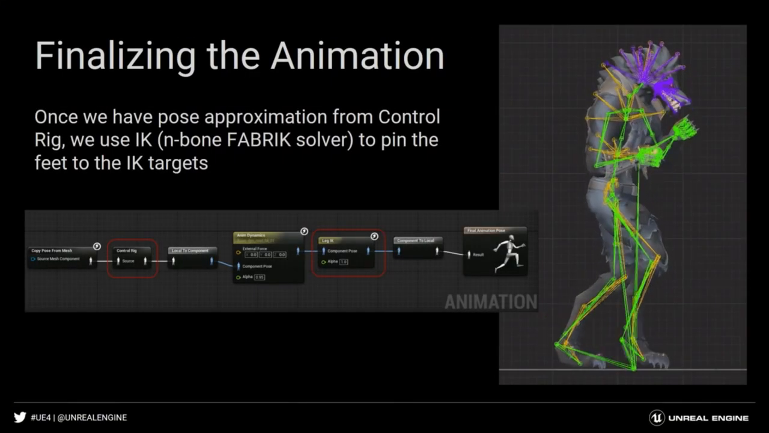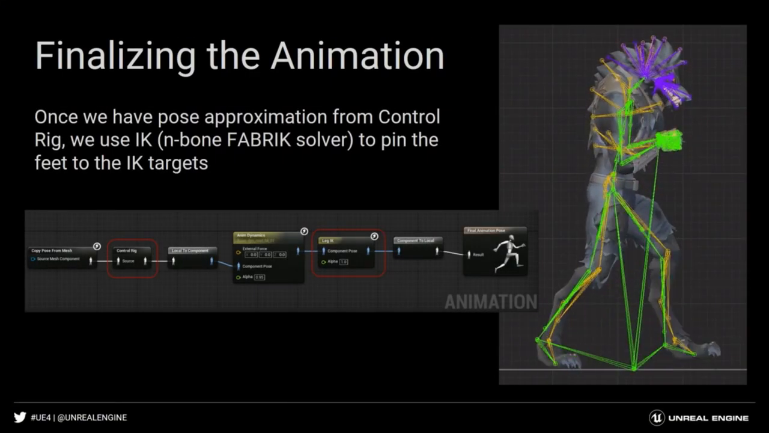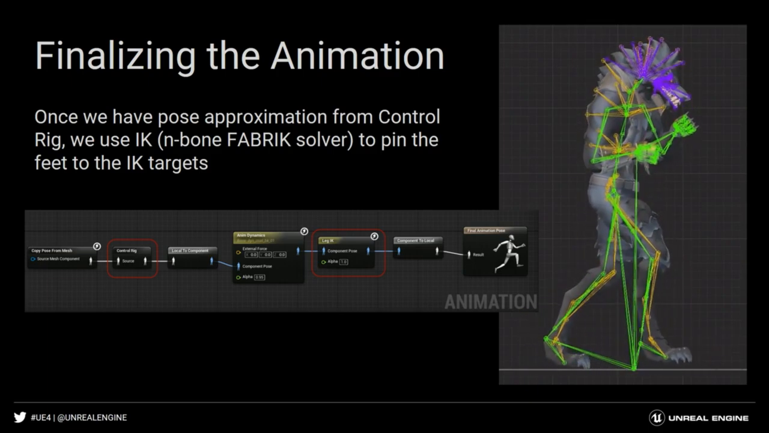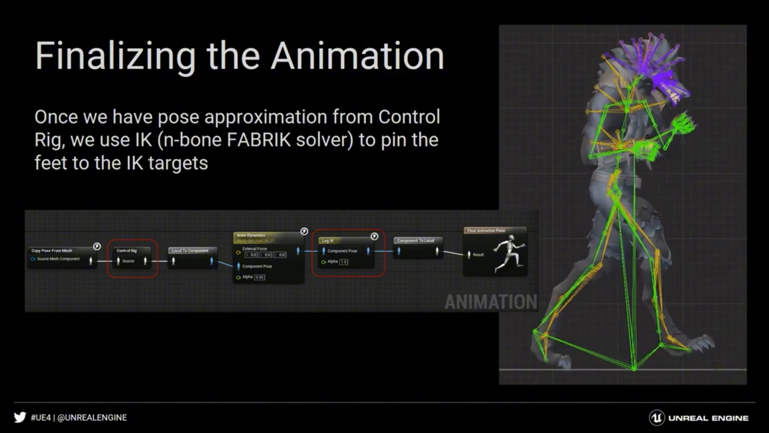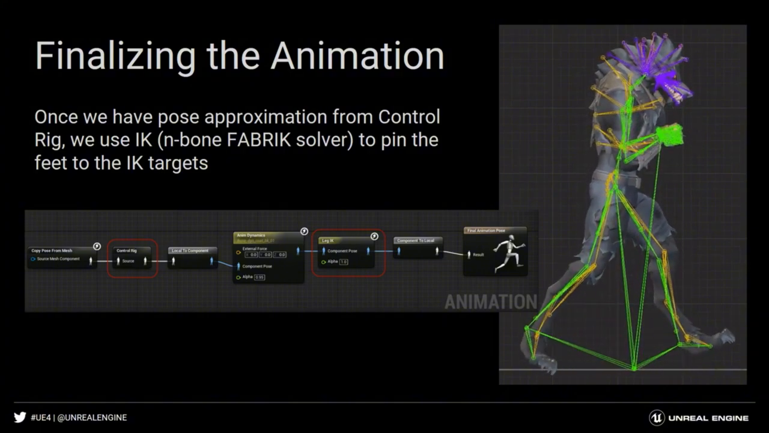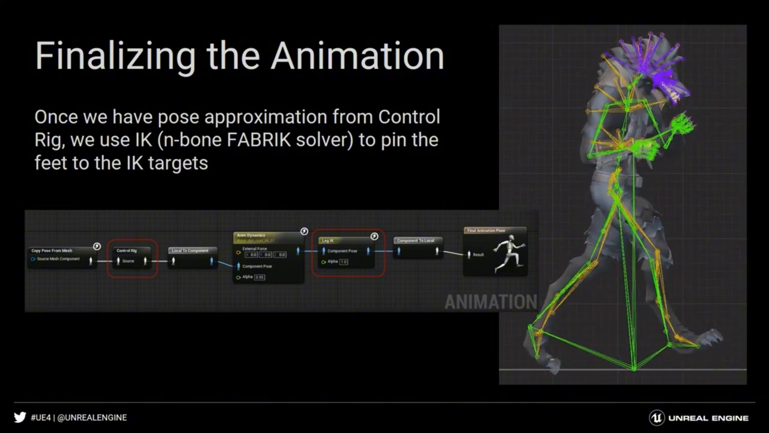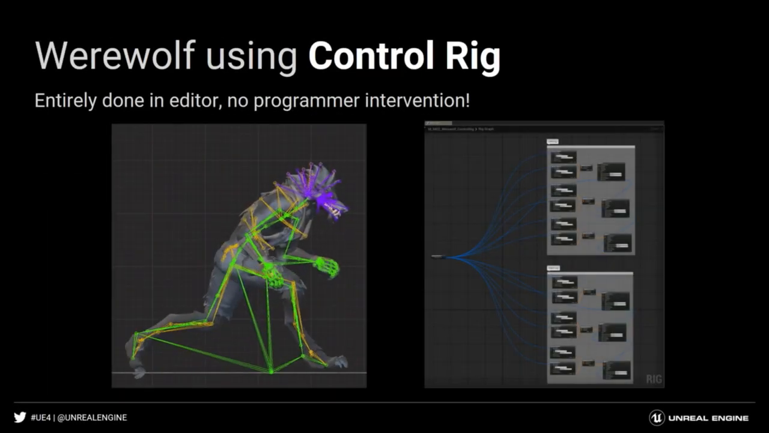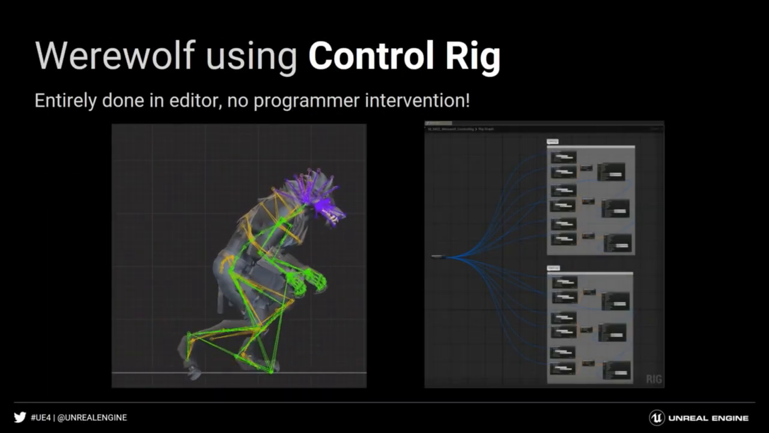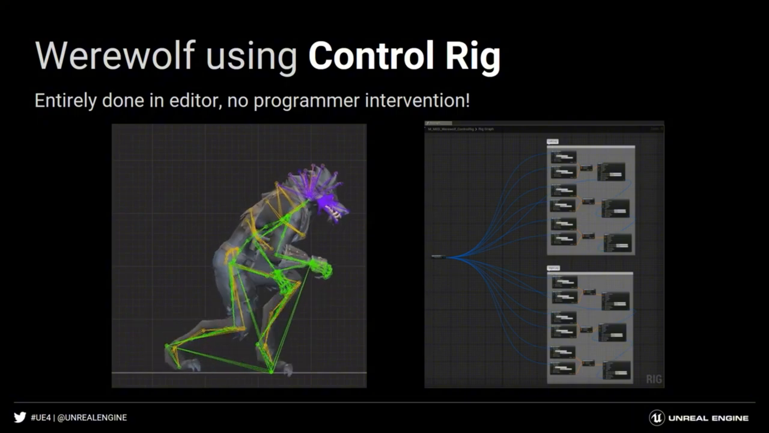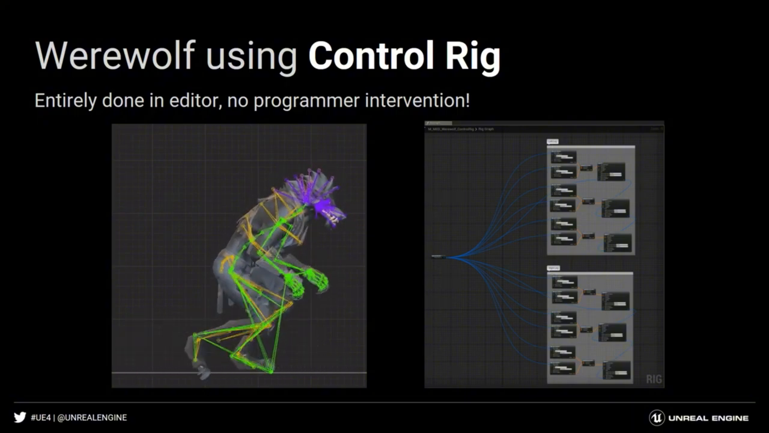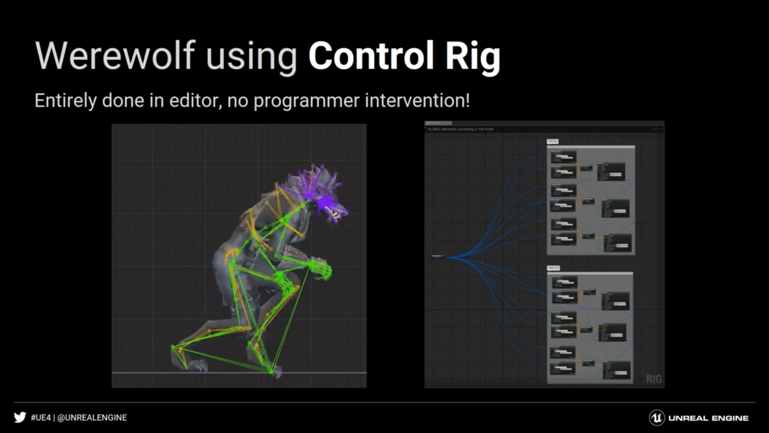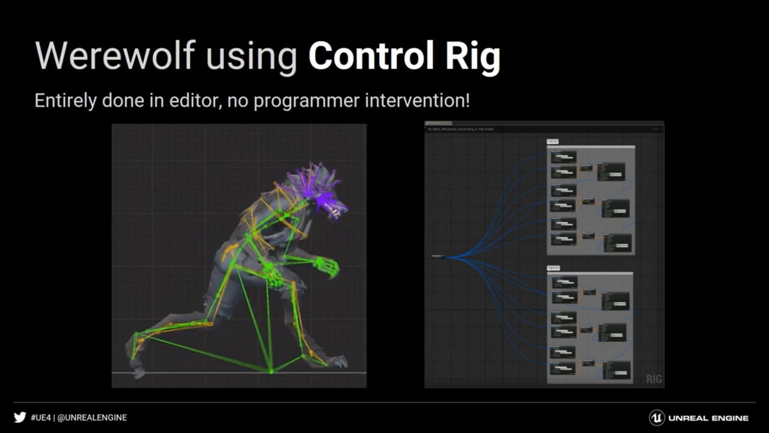We then incorporate it into an animation blueprint, similar to what we did before. And we do still use IK to fix up some of the feet, but most of the retargeting is handled by Control Rig. It gives us a much better result. The best part about this is that all of this was done in Control Rig. There was no need for a programmer to help. I am not a programmer, so I would not have been able to do this without the help of Control Rig. You can see the full blueprint graph here from a super high level. That's all there is to it.